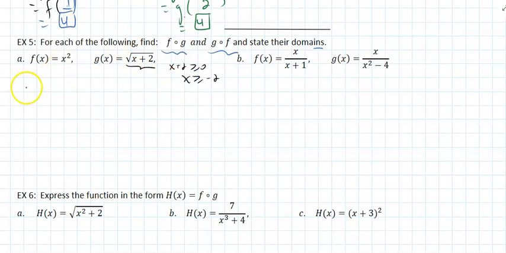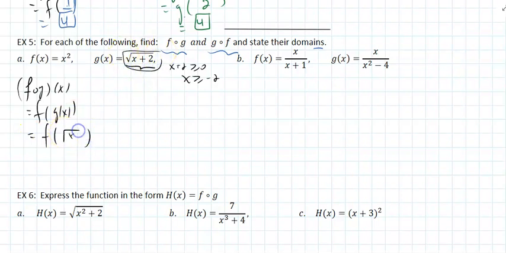So when I start with f composite g of x, that's actually f of g of x. That is f of g of x, which is the square root of x plus 2. Since I used it, that domain carries with it. And that's going to be the square root of x plus 2 squared, which is x plus 2.